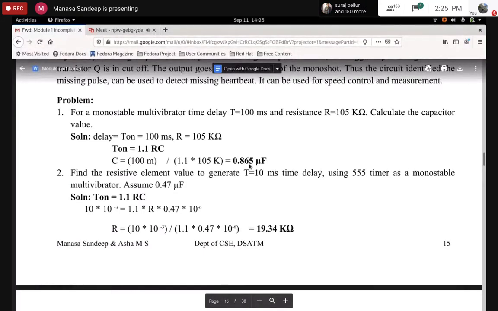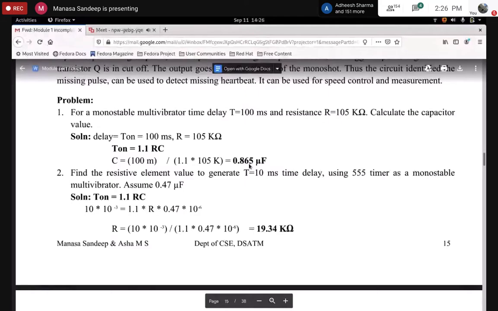So you have two problems here. Very easy, direct formula substitution. In the first problem, they have asked you to find the capacitor value by giving the resistor as well as the T on time. You know the formula T on is equal to 1.1 RC. You just substitute it, and C is the unknown, you will calculate the value of C.